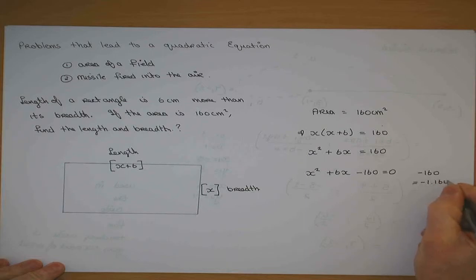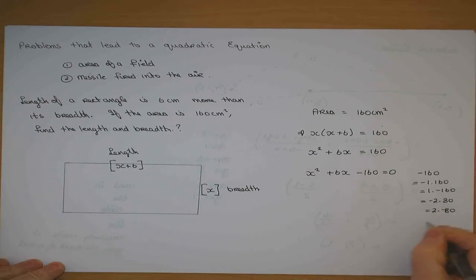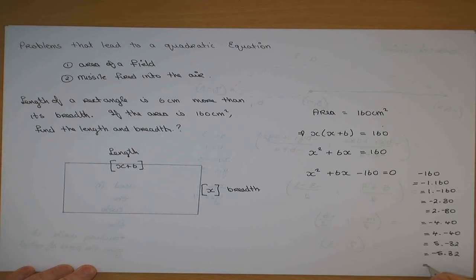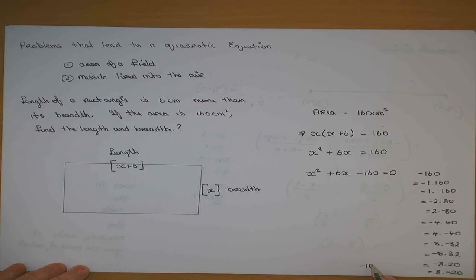Could be minus 1 by 160, or 1 by minus 160. Could be minus 2 by 80, or 2 by minus 80. Could be minus 4 by 40, or 4 by minus 40. 5 will go into that 32 times, so 5 by minus 32, or minus 5 by 32. 6 won't go into it. 7 won't go into it. 8 will go into it: minus 8 by 20, or 8 by minus 20. 10 will go into it: minus 10 by 16, or 10 by minus 16.